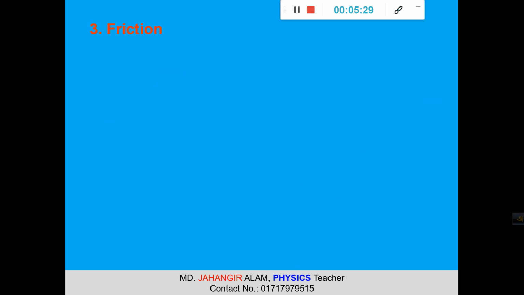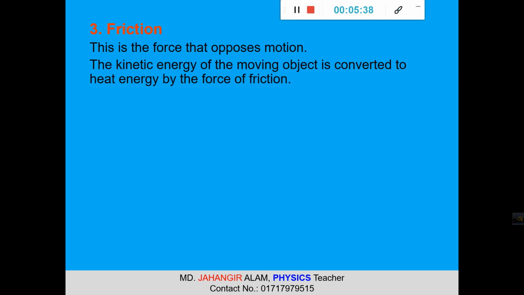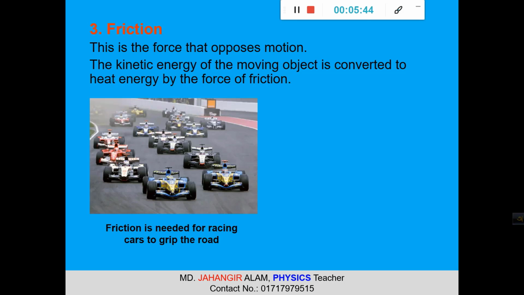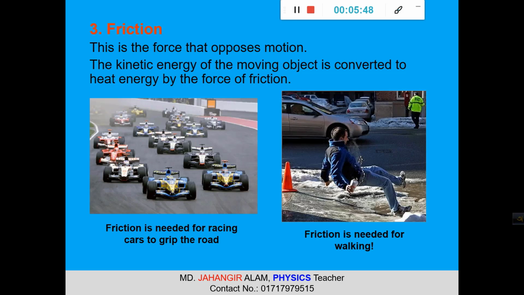Now friction. What is friction? Friction is the force that opposes motion. The kinetic energy of the moving object is converted to heat energy by the force of friction. Friction is needed for a racing car to grip the road, and friction is needed for walking.